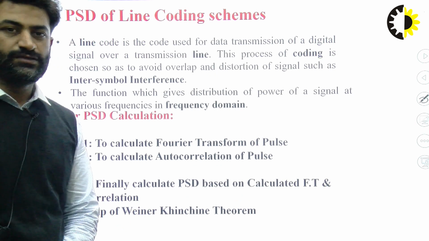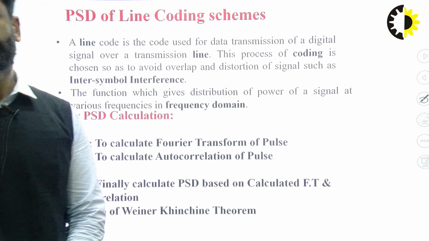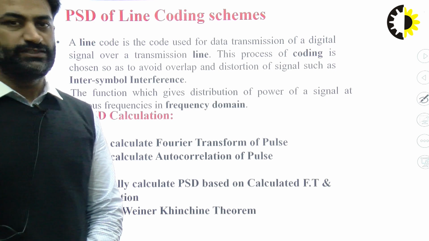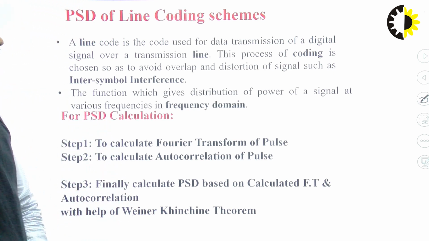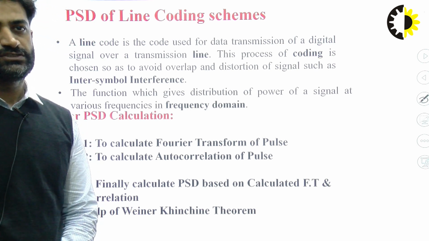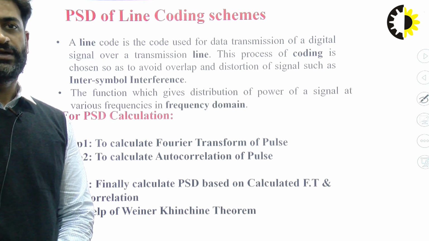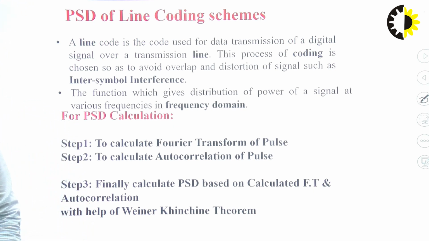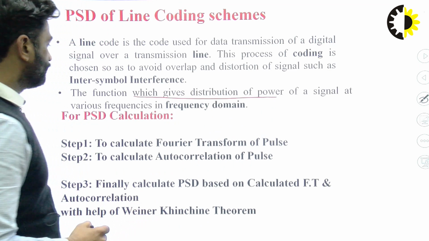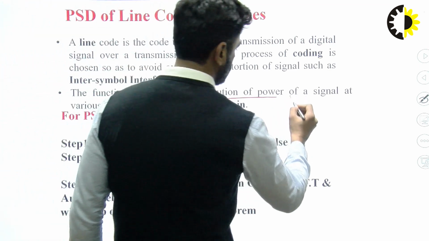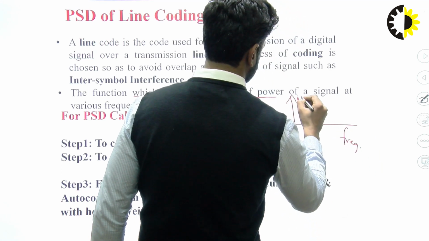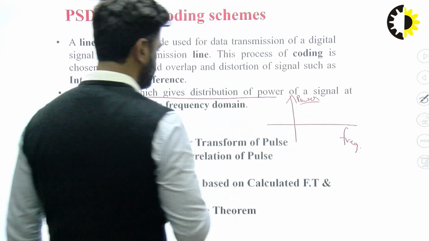Now what is PSD? PSD is the function which gives the distribution of power of a signal at various frequencies. We are plotting the power with respect to frequency. A line code is used for the data transmission of a digital signal over a transmission line. This process of coding is chosen to avoid the overlap and distortion of signal such as inter-symbol interference. The function which gives the distribution of power of a signal at various frequencies in the frequency domain, where we plot power with respect to frequency, is known as the power spectral density.